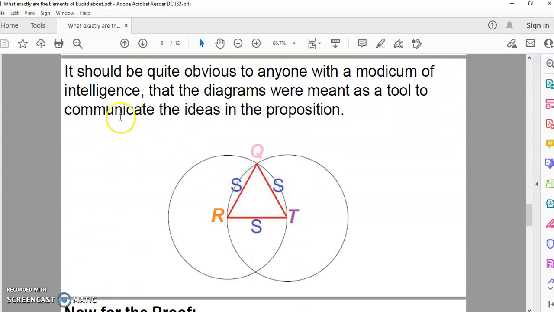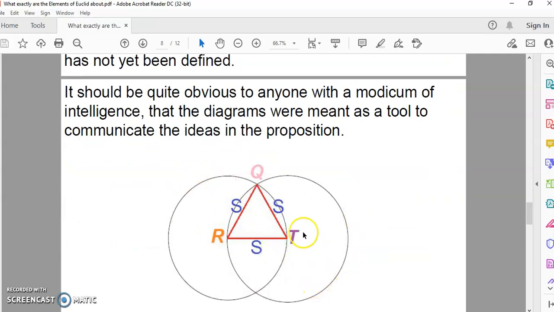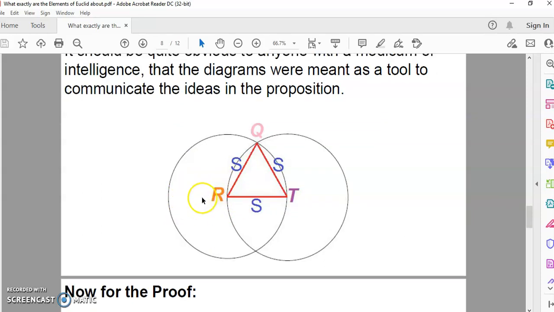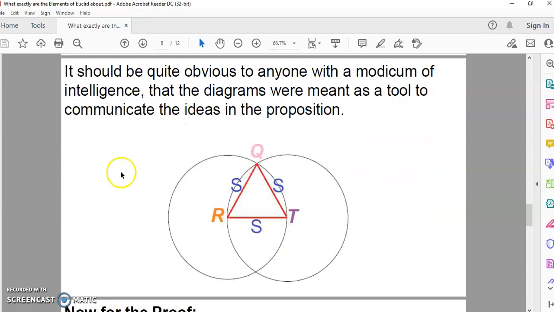It should be quite obvious to anyone with a modicum of intelligence that these diagrams were produced as, or were meant as a tool to communicate the ideas in this proposition. So what I've stated in here can only be interpreted like this. Okay, and these objects were already established through the 5 requirements, not the 5 axioms of Euclid as you've incorrectly learned throughout history. There are no axioms in sound mathematics, and Greek mathematics is sound, okay, unlike modern mathematics based on beliefs and axioms. So this is the only way that you can interpret this definition.